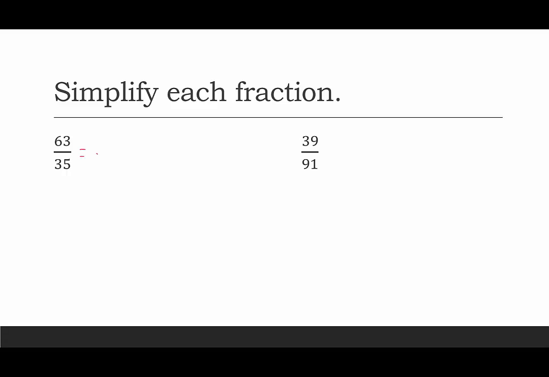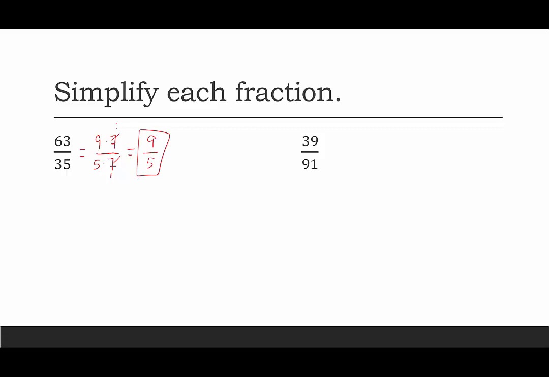So 35, I know that's 5 times 7. And 5 doesn't go into 63. Does 7? Oh, 7 does, right? Because I can write it as 9 times 7. And then the 7s cancel. There we go. So we can simplify it down to 9/5.